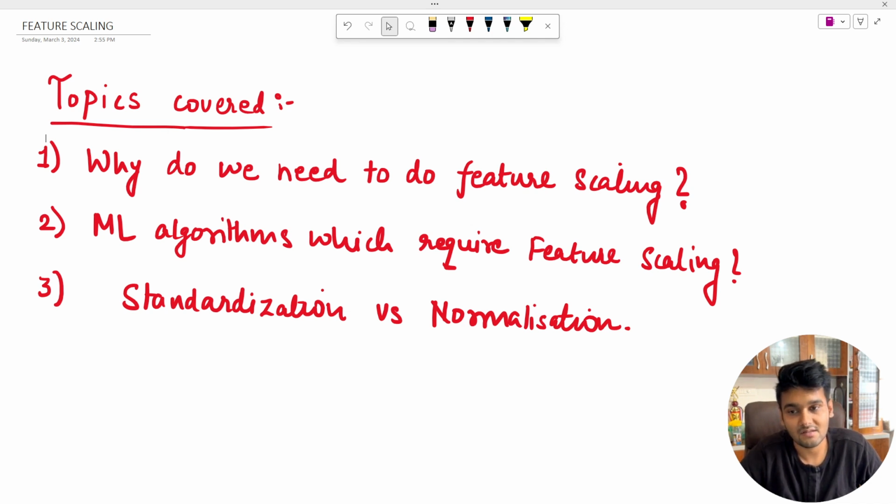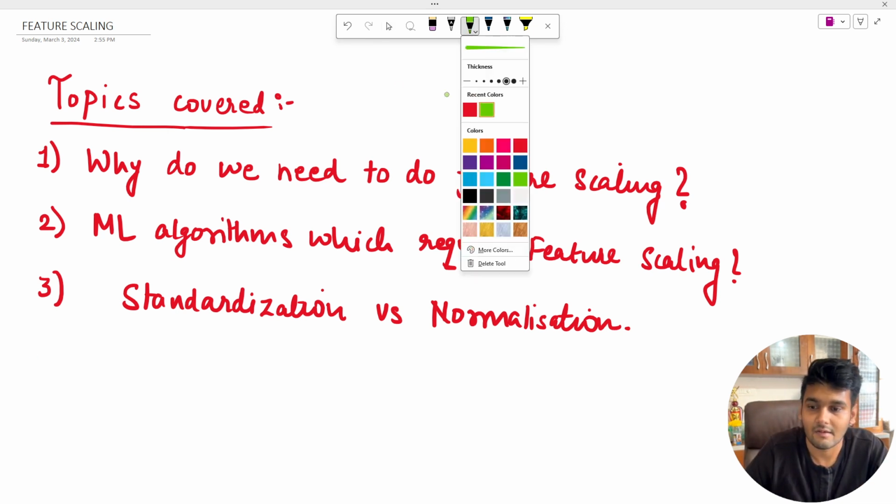We know that for feature scaling, we generally use these two techniques, but generally people don't tend to understand what is the difference between the two. So we'll be covering these two in detail. Let's start with the first thing, which is why do we need feature scaling, right?